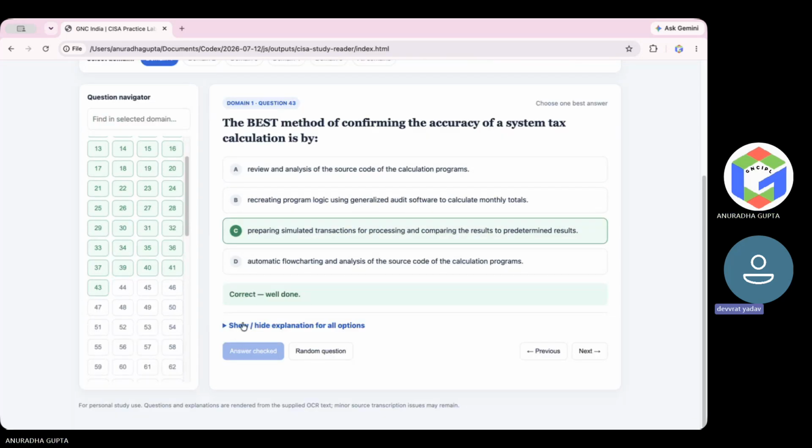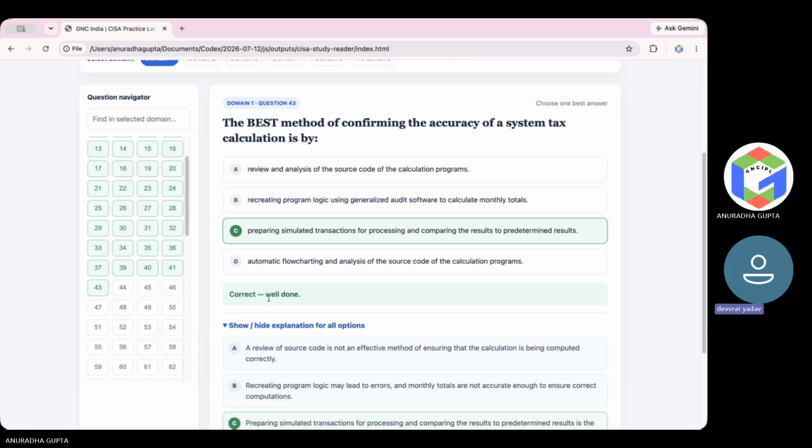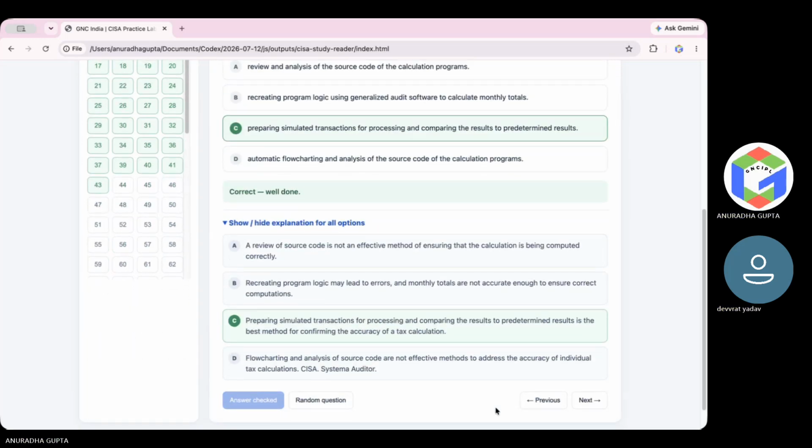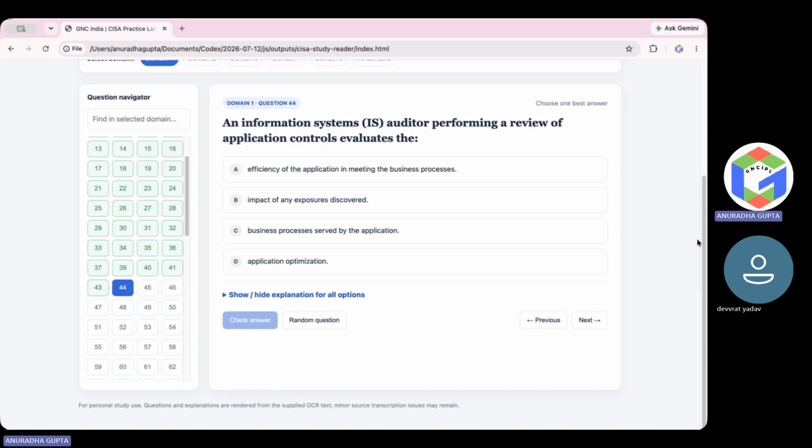I just want to read B. Recreating program logic may lead to errors, and monthly totals are not accurate enough to ensure correct computation. Since you are developing your own program, there may be chances of inaccuracy, right? Perfect. Now got it. So that's why C is the correct one, right? Let's move on to the next question.